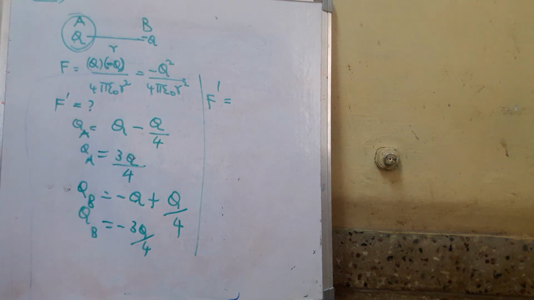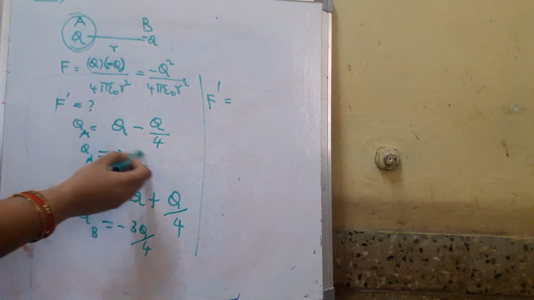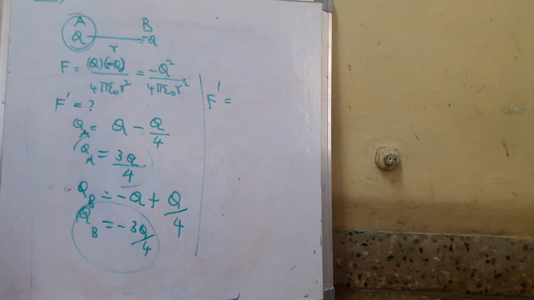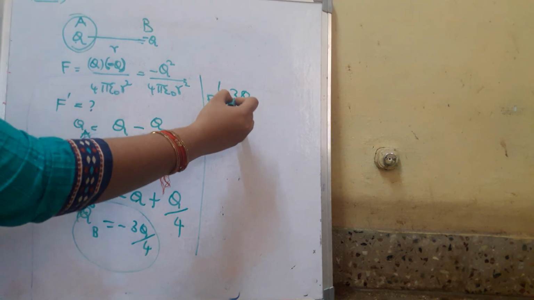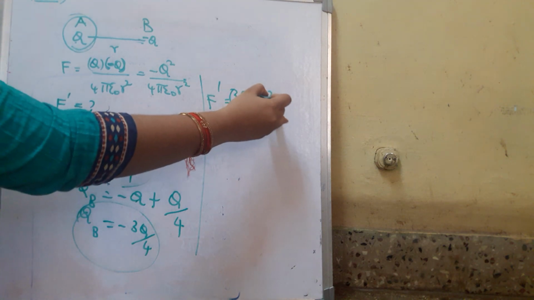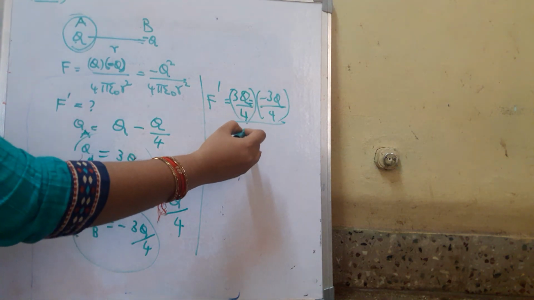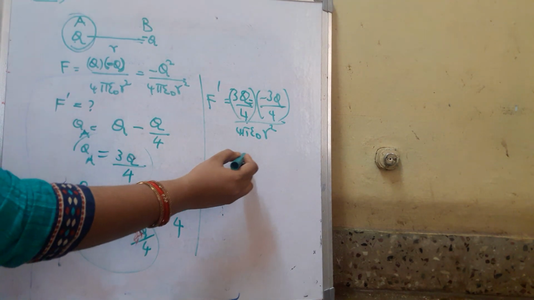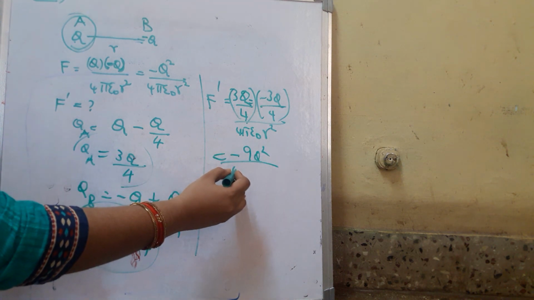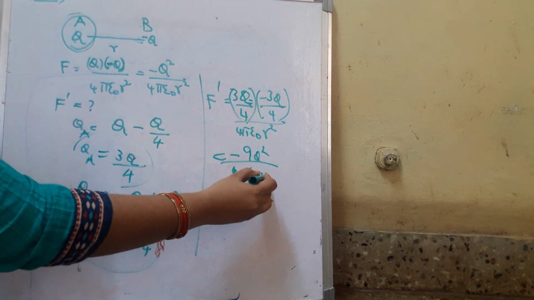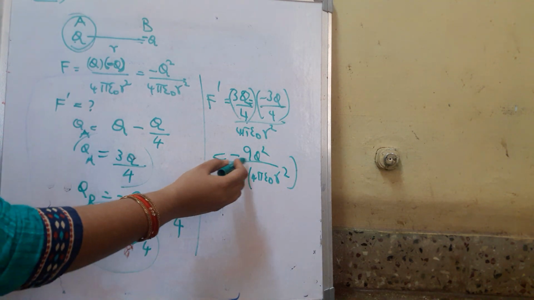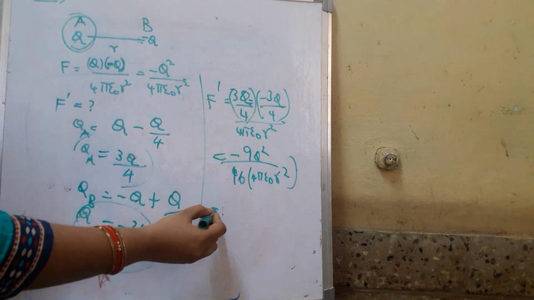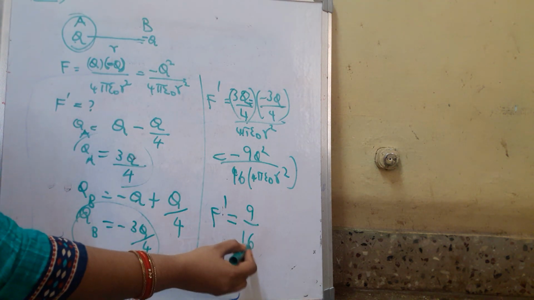F prime is nothing but this charge, that is QA charge, into QB charge, divided by 4 pi epsilon times the distance. Tell me what comes: 3Q by 4 into minus 3Q by 4, by 4 pi epsilon naught times r square. Shall I write like this? So all together, minus Q square by 16 into 4 pi epsilon naught times r square. As you know, minus Q square by 4 pi epsilon naught r square is nothing but F. So F prime is nothing but 9 by 16 times F.